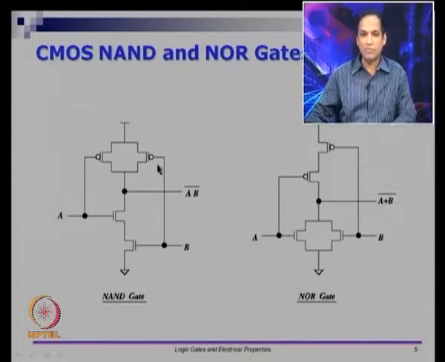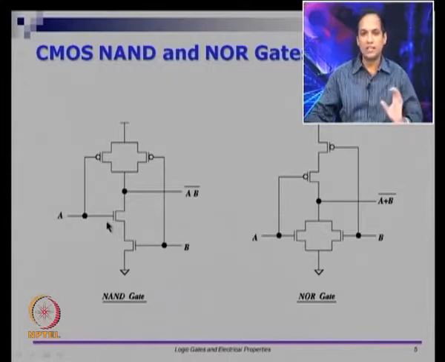If both are kept at 0, then you have a path which is conducting through this device as well as through this device. So, from VDD you have two paths through which the output line can be charged, and in fact the output will get charged faster. We will see why later. And for the combination when AB is 0, both these devices are turned off, which means there is no path to discharge the output voltage.